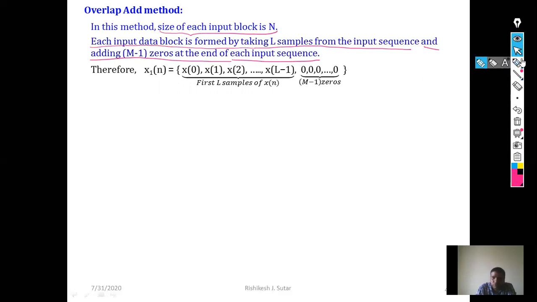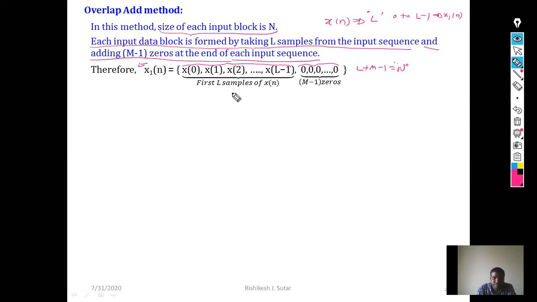Suppose I have an input sequence x of n, and out of this x of n, I am going to consider the first L samples, from 0 to L minus 1, in x1 of n. The same thing is happening here. I consider x of 0, x of 1, x of 2 up to x of L minus 1 in the first block, and then I add M-1 zeros. Ultimately, these L samples and M-1 zeros give me a total of capital N samples.